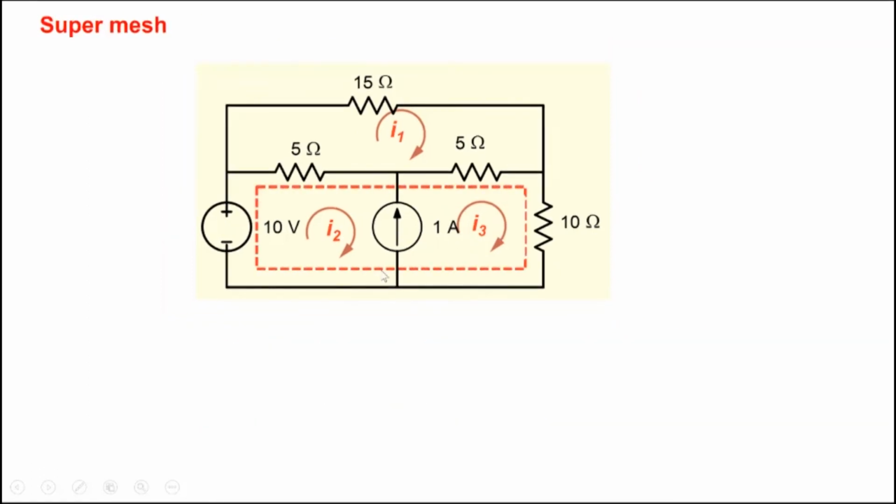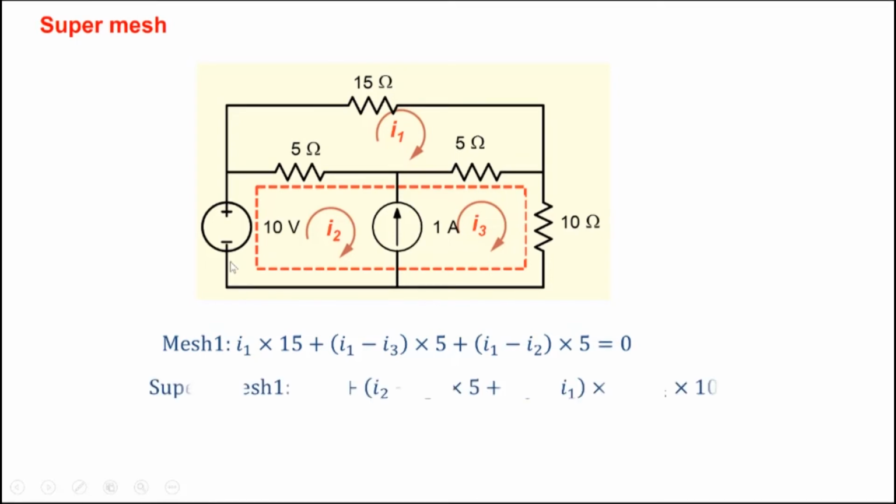We are unable to write the KVL for each one of those meshes. And the way to solve it is again a similar method as the supernode. Here we call it a super mesh. So we combine mesh number 2 and mesh number 3 into one single mesh. And because it's a combination of two meshes, we call it a super mesh. And we write down KVL for the super mesh. So for the first mesh, we write down the equation as it is, I1 into 15, I1 minus I3 into 5, and all that, the same way we write it. For the next case, we write it for a super mesh like this here.